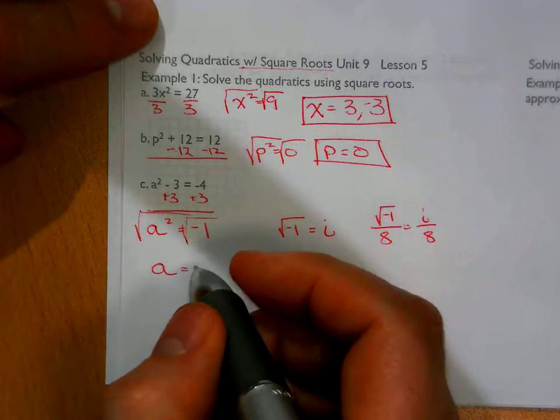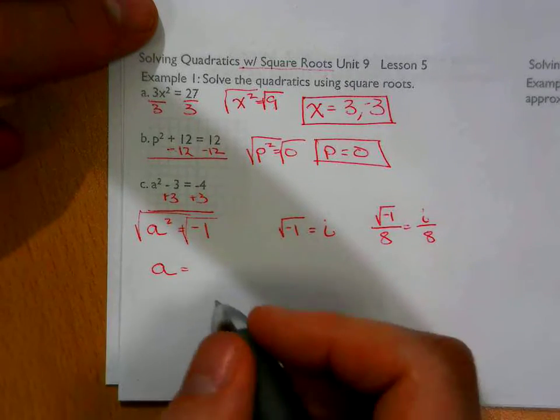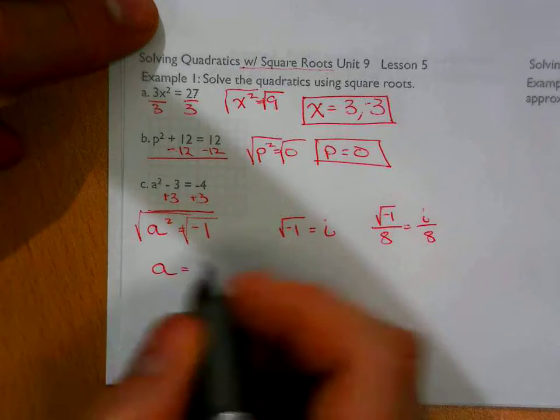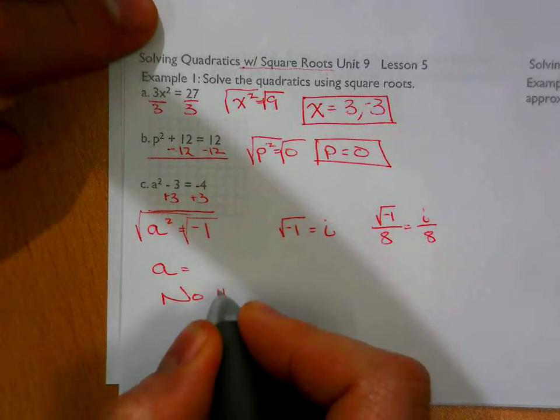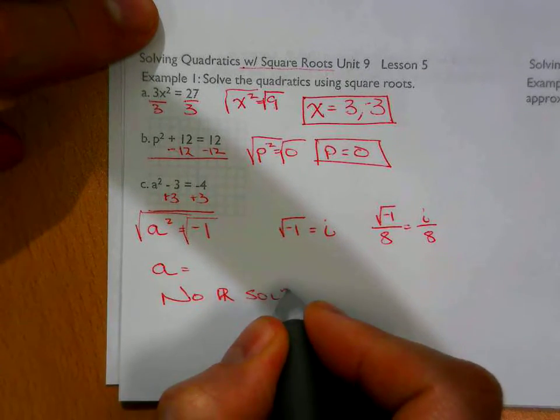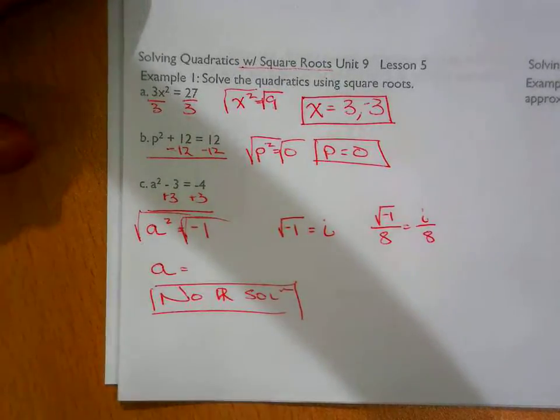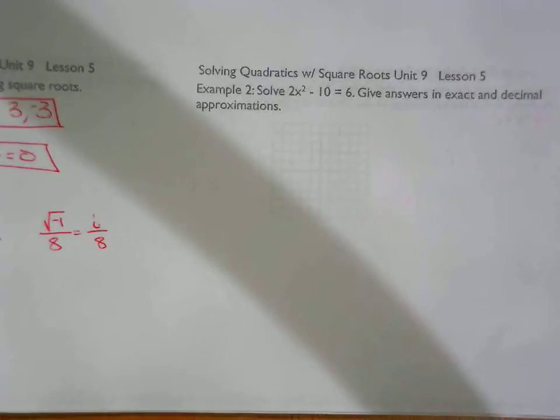Here we have the square root of negative 1, and since there is no number that multiplied by itself equals negative 1, we just say no real solutions. And that would be the case for any time you were trying to take the square root of a negative number.